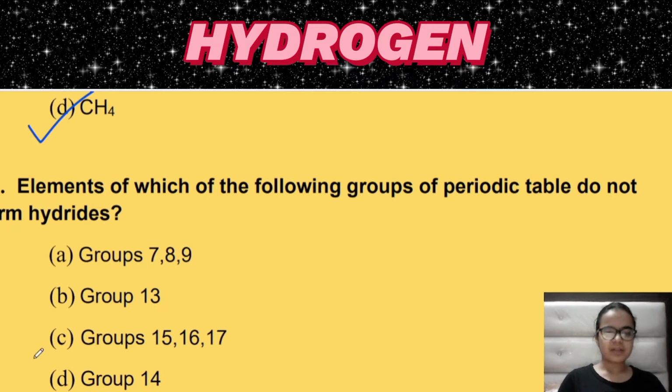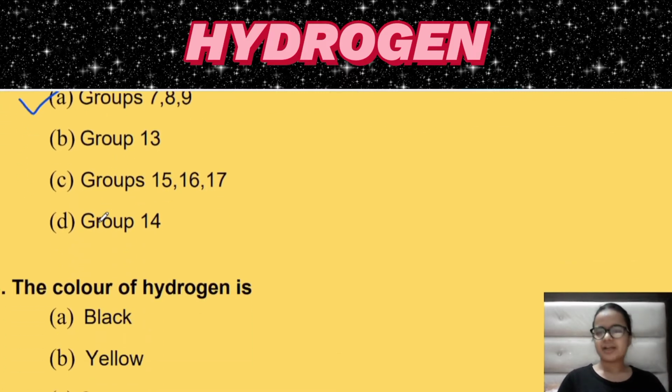Next question is, elements of which of the following groups of the periodic table do not form hydrides? And the answer is 7th, 8th and 9th groups do not form any hydrides. And the elements of these groups have low affinity towards hydrogen. Affinity is kind of love for hydrogen.